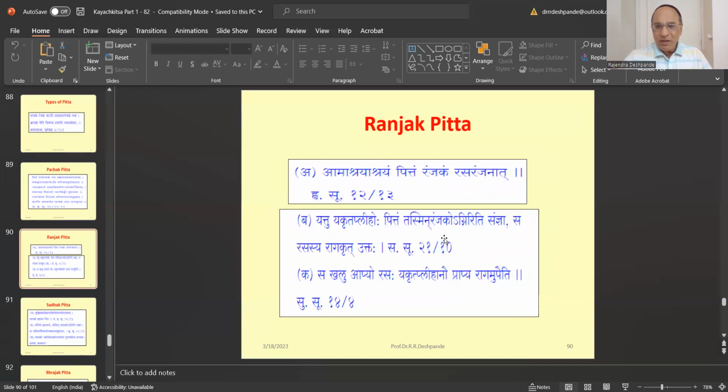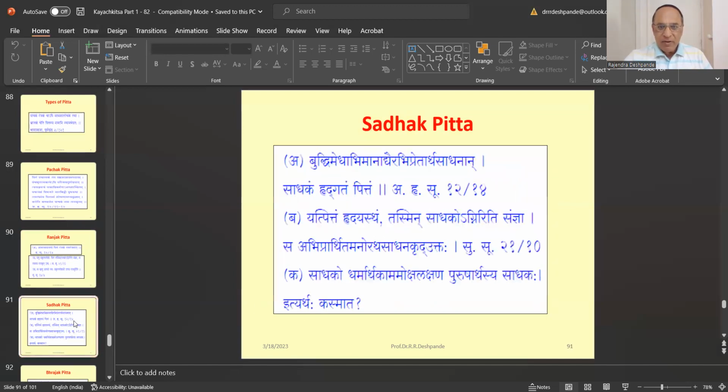Yattu yakrut liho pittam tasmin ranjako agniti saudnyaha sarasasya ragakrut uktaha. In the liver and spleen, in our fetal life, erythropoiesis takes place in the liver and spleen. What is it doing? Changing the rasa to the rakta. Not only color, but all the properties are changing. But basically, they are saying that it is a color-forming tissue in the body after rasa dhatu. Sakhalu apyoro saha yakrit plihano prapya ragam upaiti. This is mentioned by Sushruta. This was 90. Now I will go for 91.